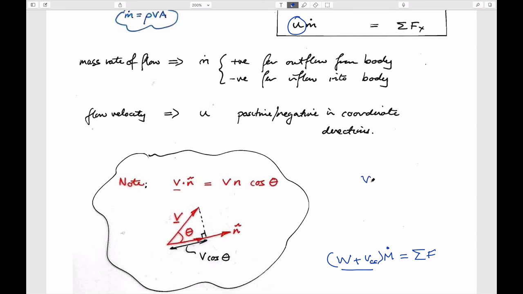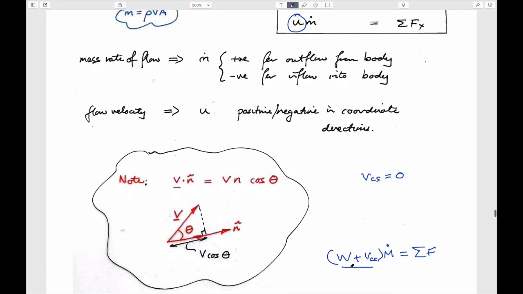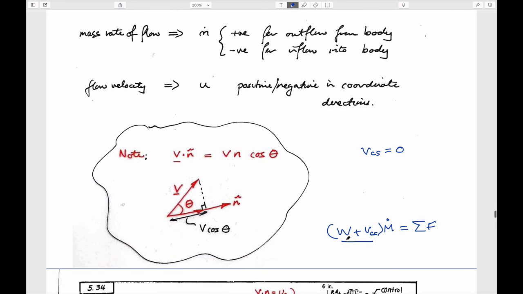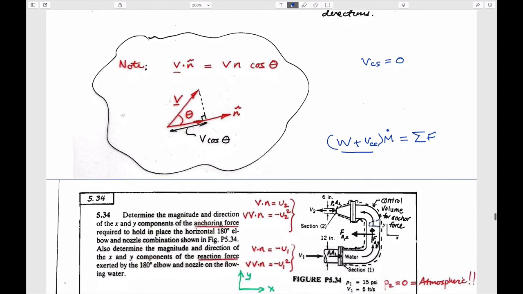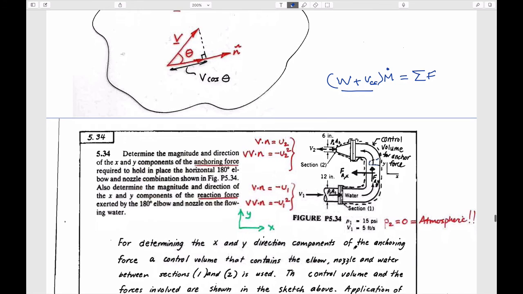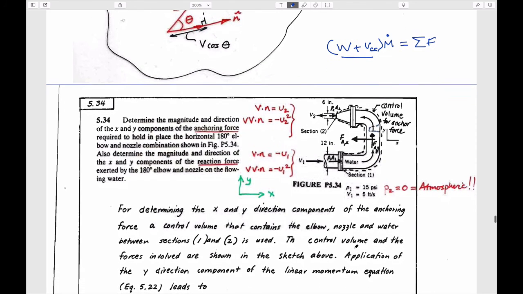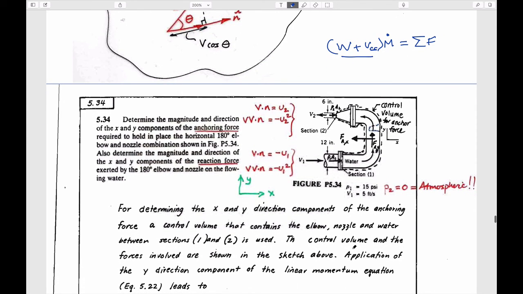If the velocity of the control surface is equal to 0, then this just converts to being the fluid flow rate across the boundaries, right? If this term is 0. But it might be important to include that. Pretty sure we went through an example about this.